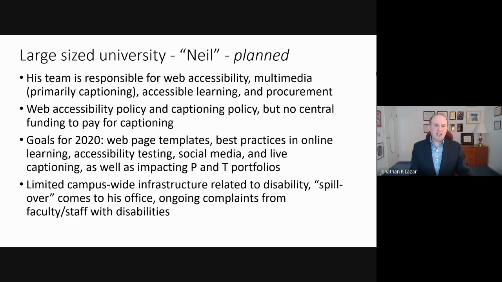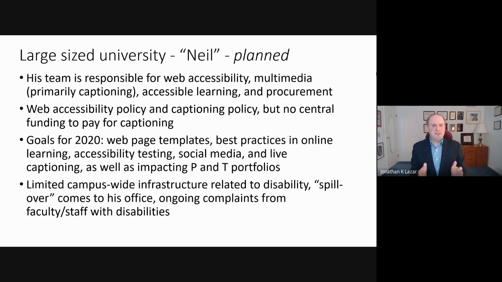So Neil actually had a pretty ambitious set of goals for 2020 when we spoke at the beginning of 2020. Neil wanted to roll out accessible page templates that could be used across campus. Neil wanted to create best practices in online learning, best practices in accessibility testing. He wanted to make it so many people on campus were qualified to test software for accessibility. He wanted to have best practices for social media, best practices for live captioning.